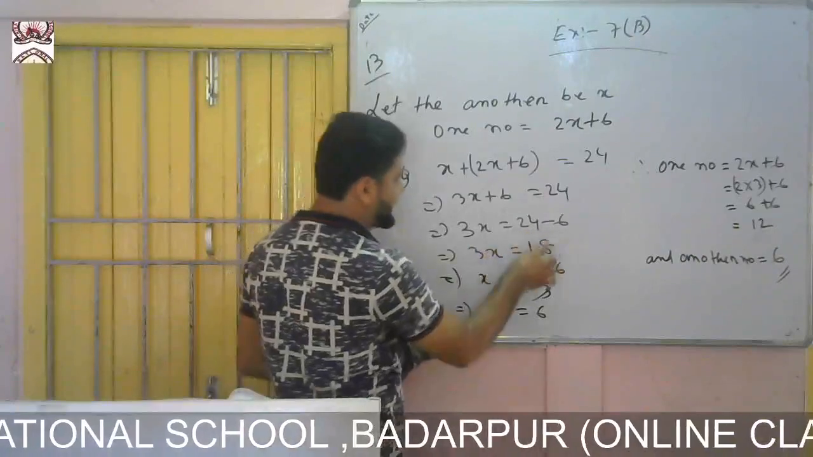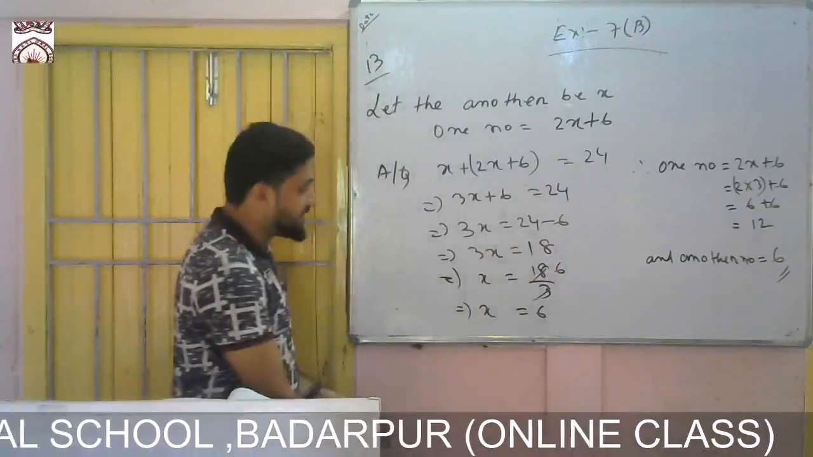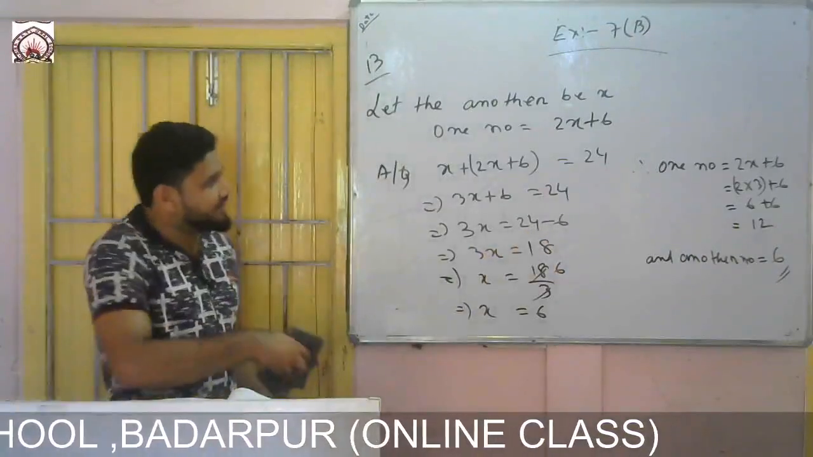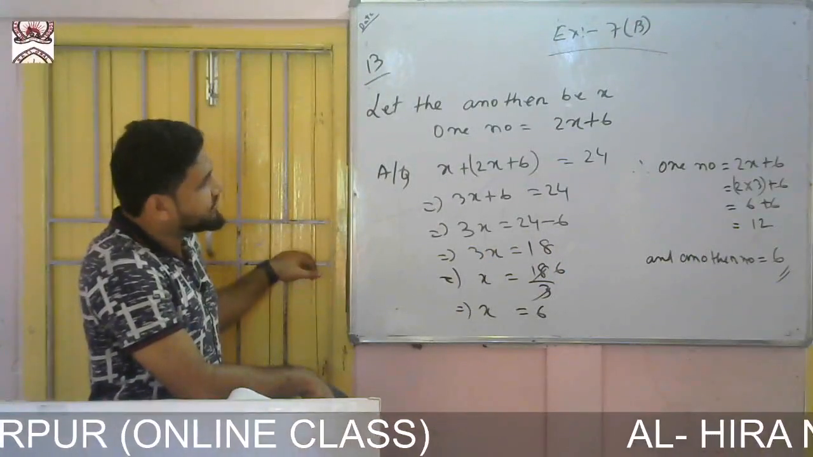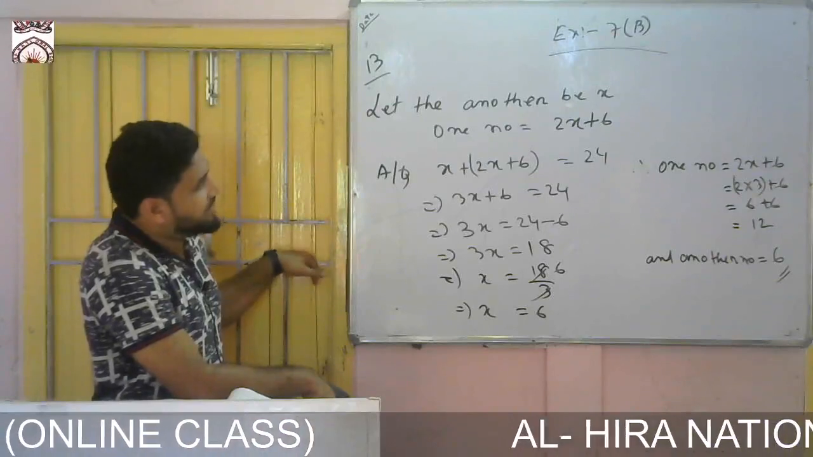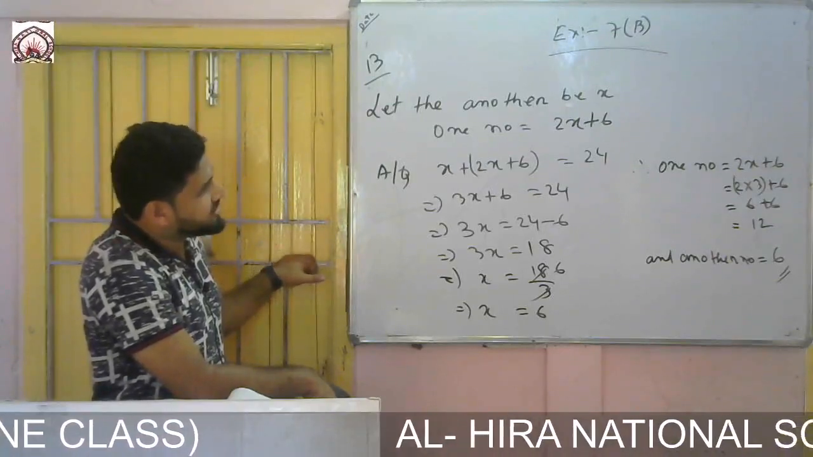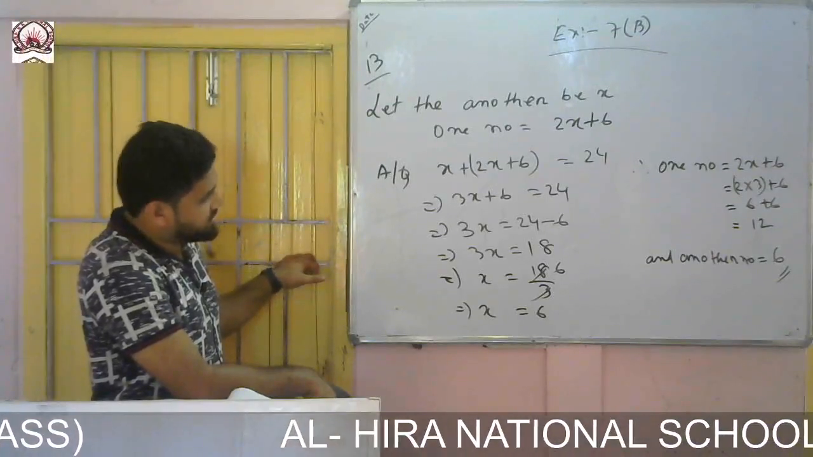So 24 minus 6 is 18. So one number is 6. So the other number will be twice x plus 6.